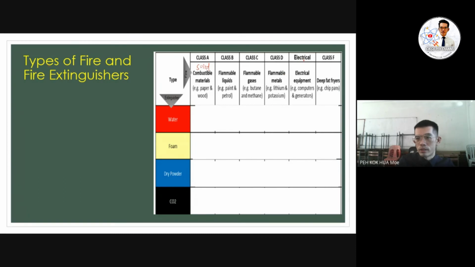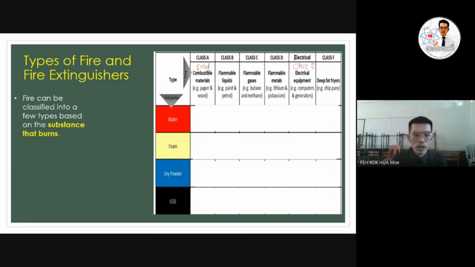Actually, it's class E. Class E is the fire caused by the current. Here we have the electrical equipment, for example the computer and generator. And the next will be the fire caused by the deep fat fryer. That means here including the cooking oil. So we consider the fire to be class F.